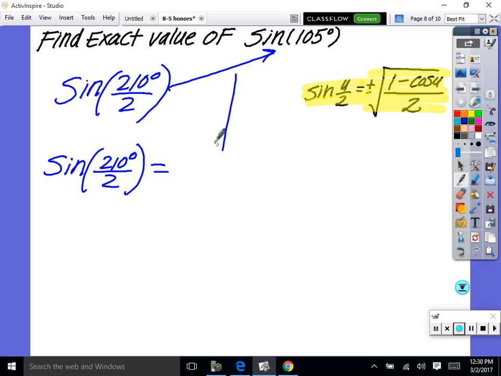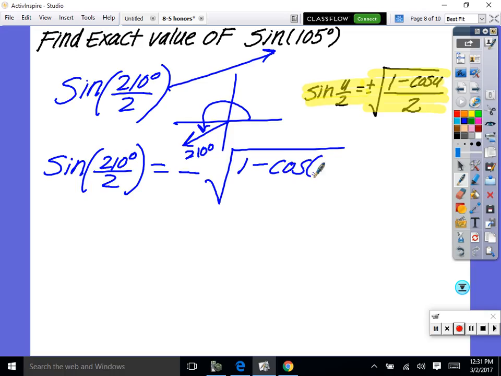now where does 210 fall on my unit circle? Isn't it going to be down here somewhere? Yep, so it's going to be over here, 210 degrees. So that's negative x, negative y. Sine is y, right? So we're going to use negative square root of 1 minus cosine of 210 degrees divided by 2. Now, why is that nice? Because that's on our unit circle. So we're really looking at negative square root of 1 minus, what's the cosine of 210? Find your unit circle and look real quick. Negative root 3 over 2.